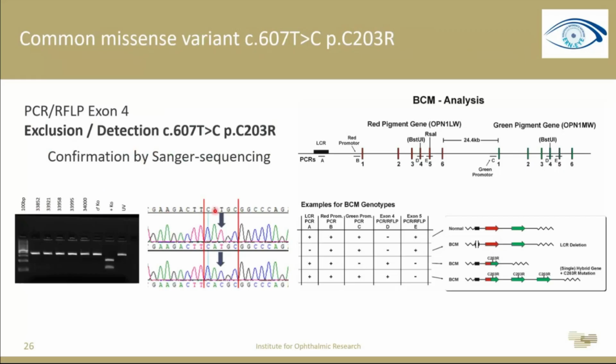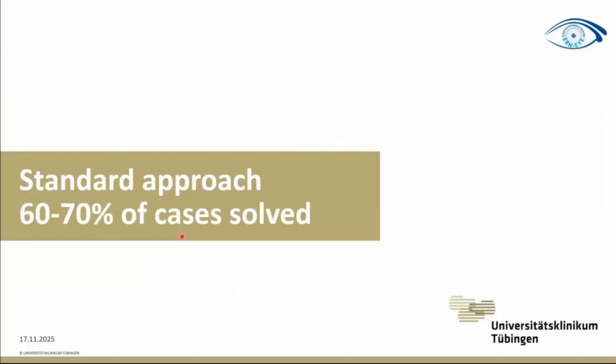Then we continue on and query for this very common missense mutation, also by PCR and RFLP. And if we have an indication that this mutation is present, we confirm it by Sanger sequencing. With this approach, typically we can already solve 60 to 70% of cases.